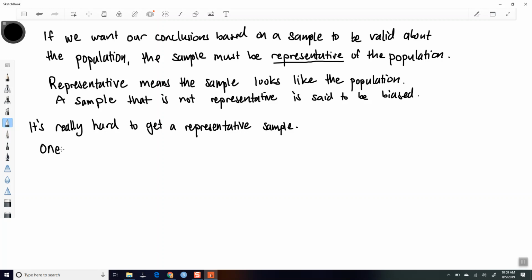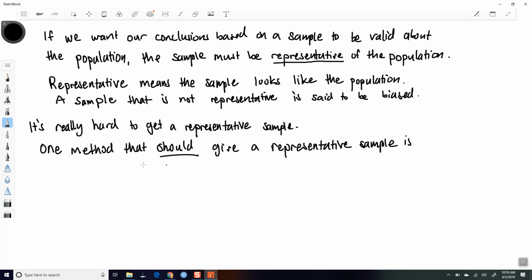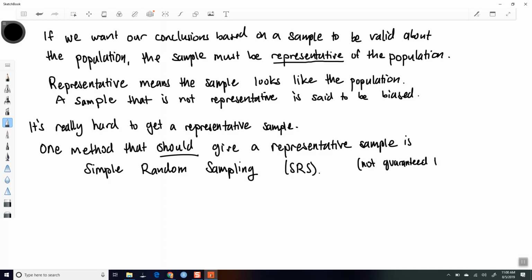One method that should give us a representative sample, it's not really guaranteed to, but one method that should is random sampling, okay? We call this simple random sampling, or SRS, okay? And we write should, not guaranteed to be representative. It should be, okay? Mathematically, in the long run, it should be representative, but it's not guaranteed to be, okay?